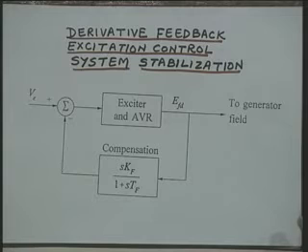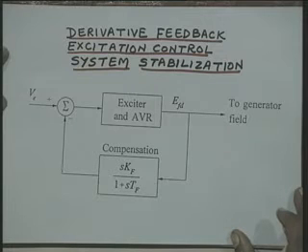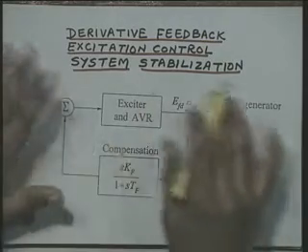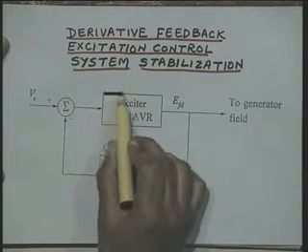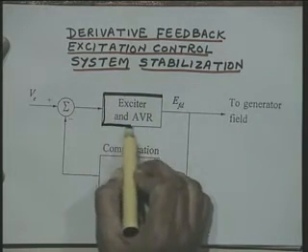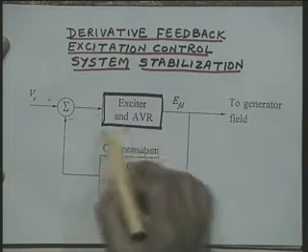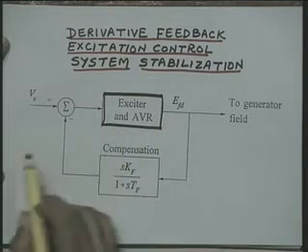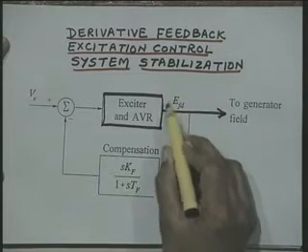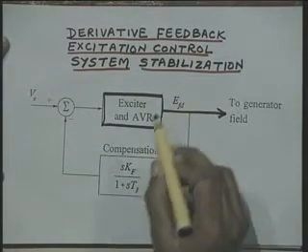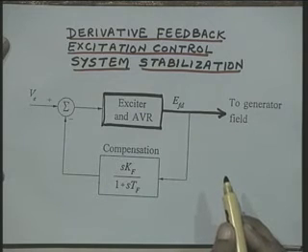Now, in any excitation system, we require excitation system stabilization, and a simple block diagram of the excitation system stabilizer is shown here. This block represents the exciter and AVR, and the output of this exciter is the DC voltage we represent by EFD, the voltage applied to the field winding of the synchronous generator.